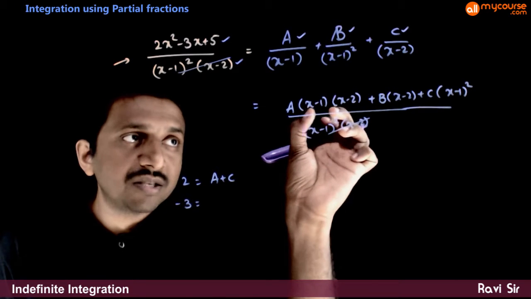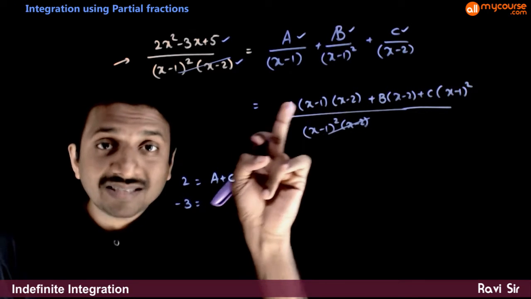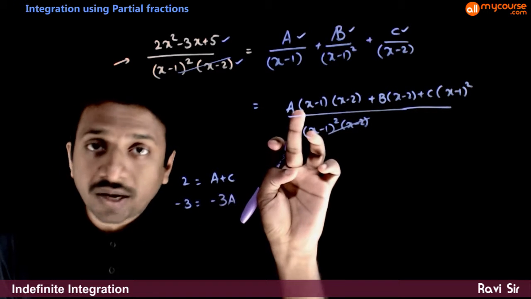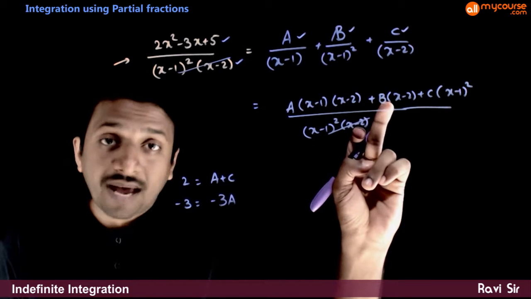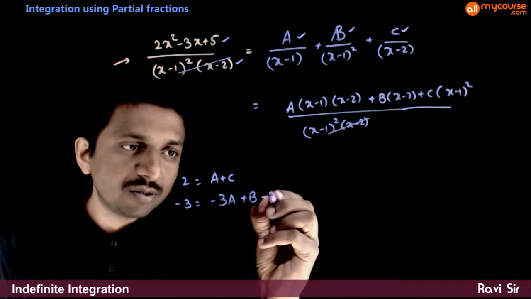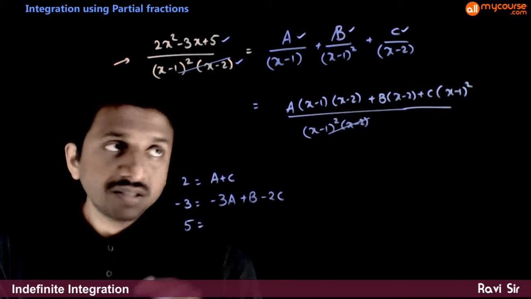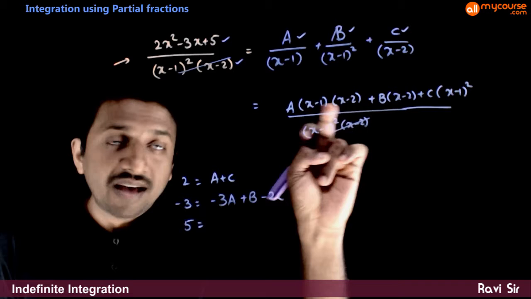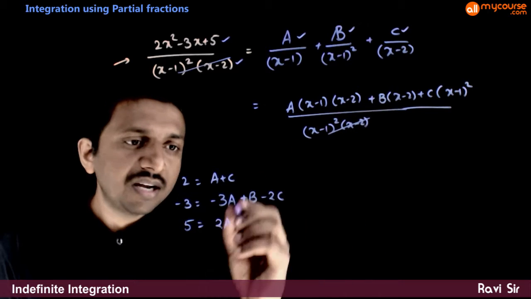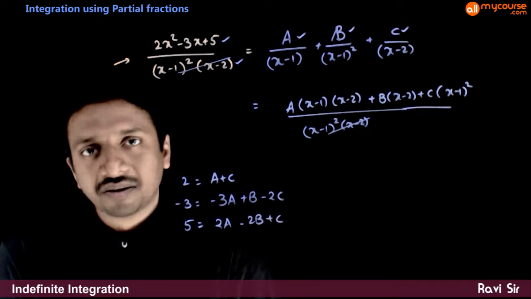If you expand this, you get x square minus x minus 2x. It is minus 3x. So minus 3x into a is minus 3a, that is one of the terms with x, and here you have bx. So the coefficient is plus b, and here you have minus 2cx. So minus 2c. And next the constant term is 5. If you multiply these two, the number you have is 2 into a, that is a constant. 2a is a constant. Here minus 2b is a constant and plus c is a constant.